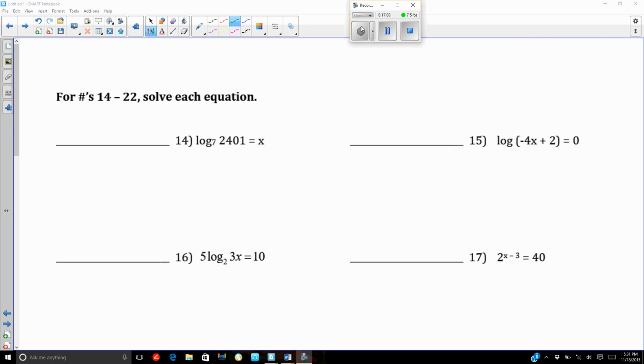All right, so 14 through 22, we just did a lot of problems like this in the last few days. We're just solving each equation. So number 14 is in log form. So that means put it in exponential form to solve it. So that means 7 raised to the x power equals 2401.